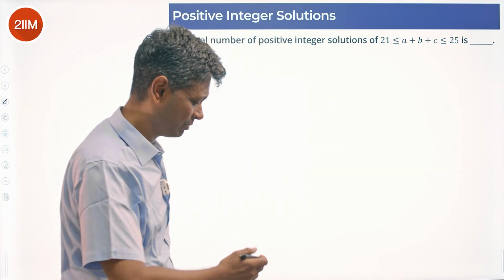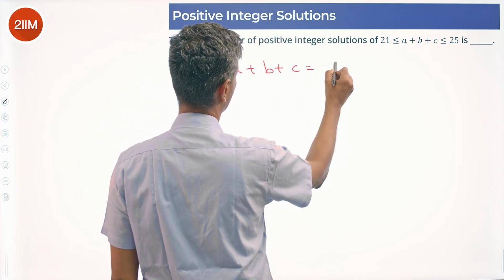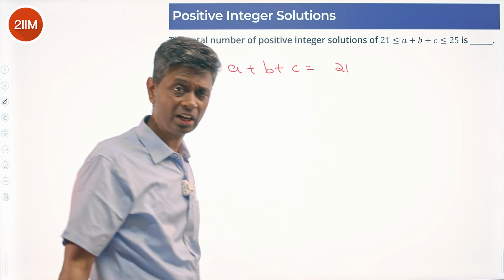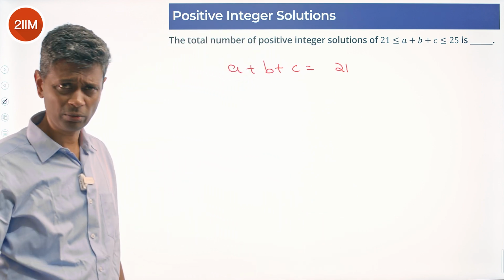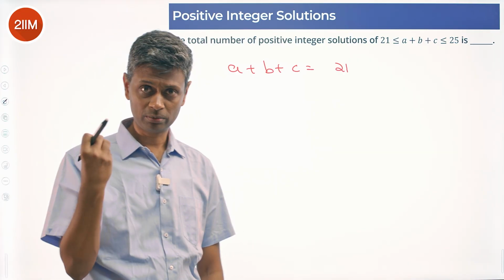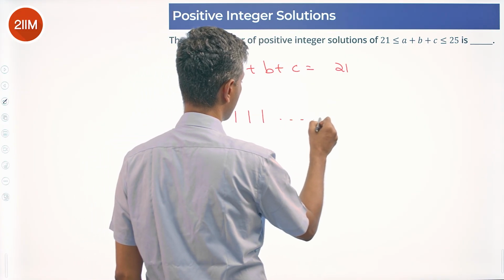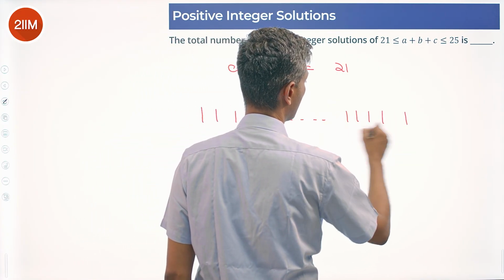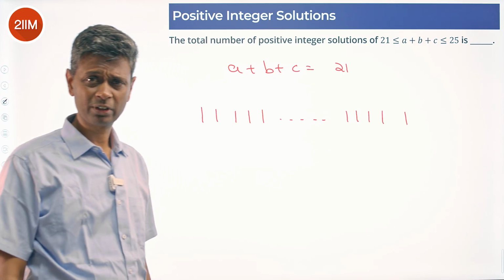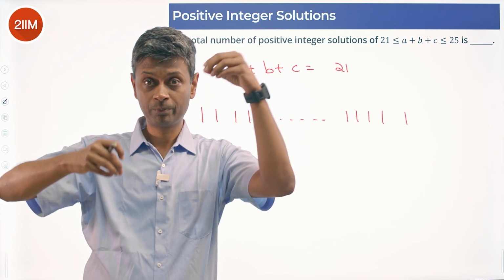What I'm going to do, to simplify this, let me solve for a plus b plus c equal to 21, where a, b, c are natural numbers. There's a standard formula for this, n minus 1 C r minus 1. I'm going to see if we can arrive at that formula. Imagine this is 21 ones, 21 ones placed on a board like this, or 21 pieces, sticks placed.